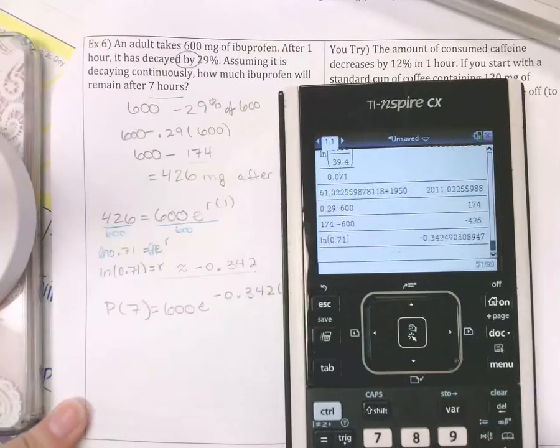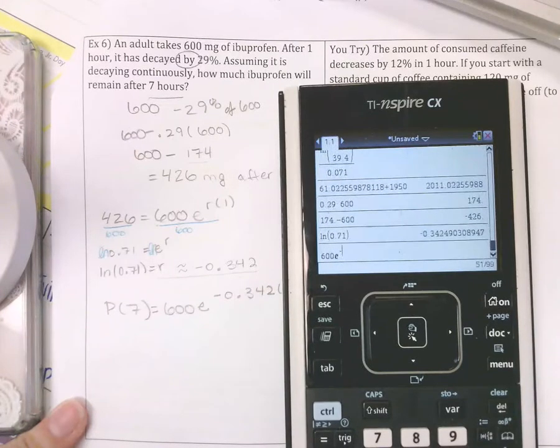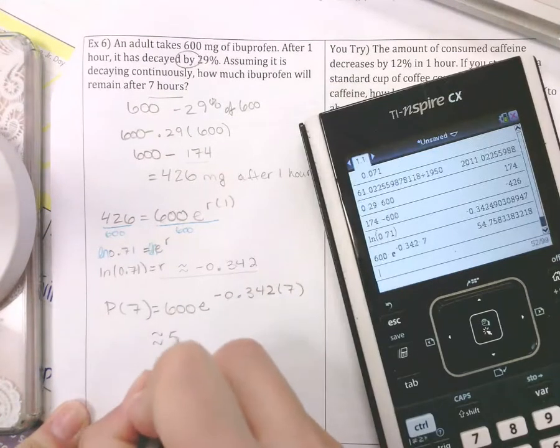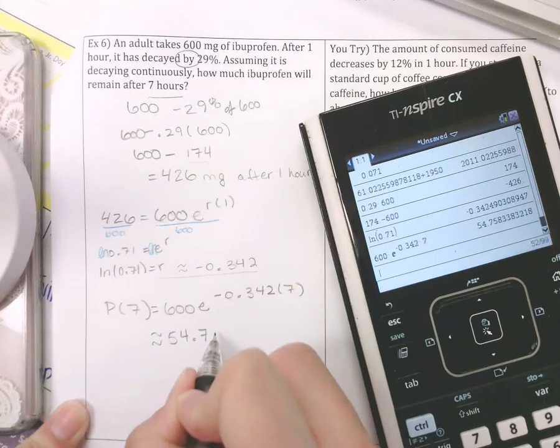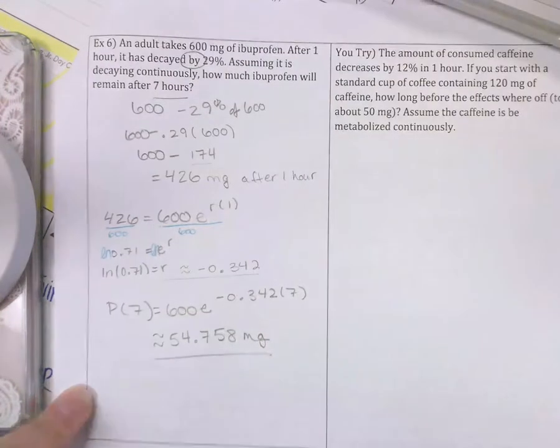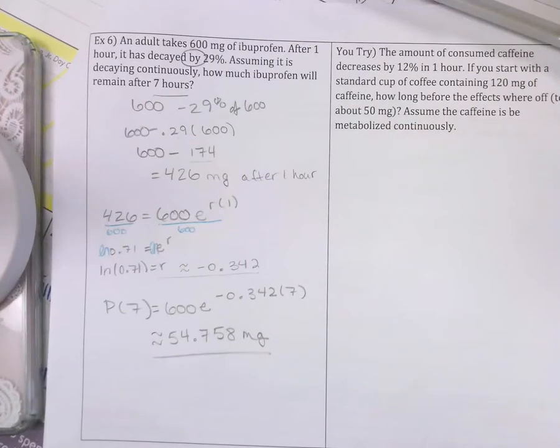So 600 e to the negative 0.342 times 7 gives us 54.758 milligrams. That's what's left after 7 hours, which isn't a lot.